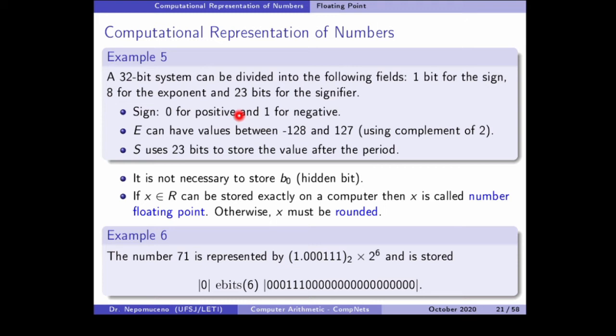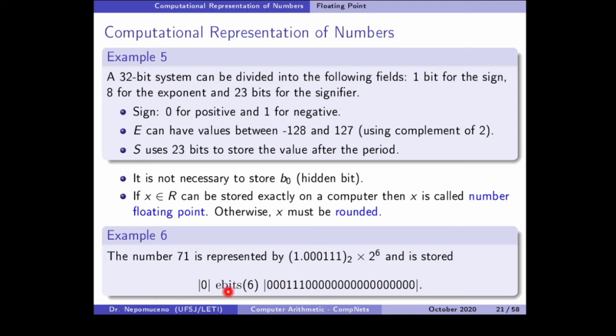Otherwise, x must be rounded. The number 71 is represented by... So look, it's really important to realize that even just an integer number here, like 71, when it is represented in a computer, it looks like a decimal number. That's why when you represent a big number, you can lose some information, right?